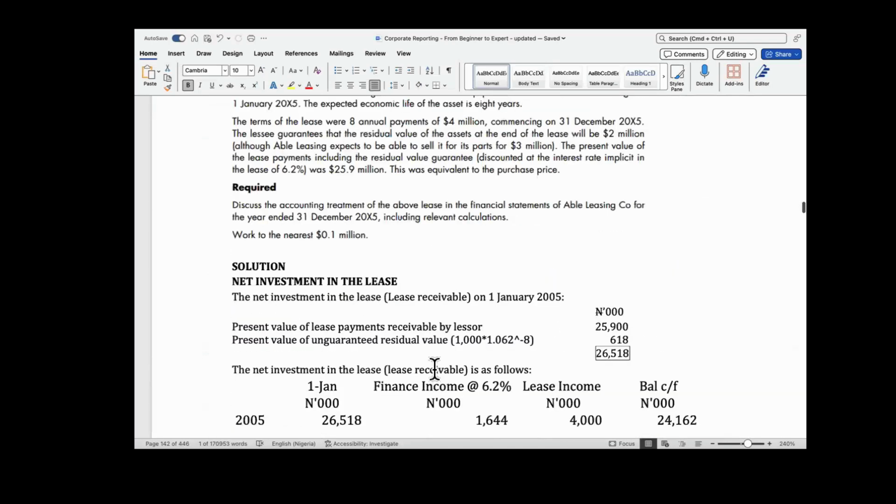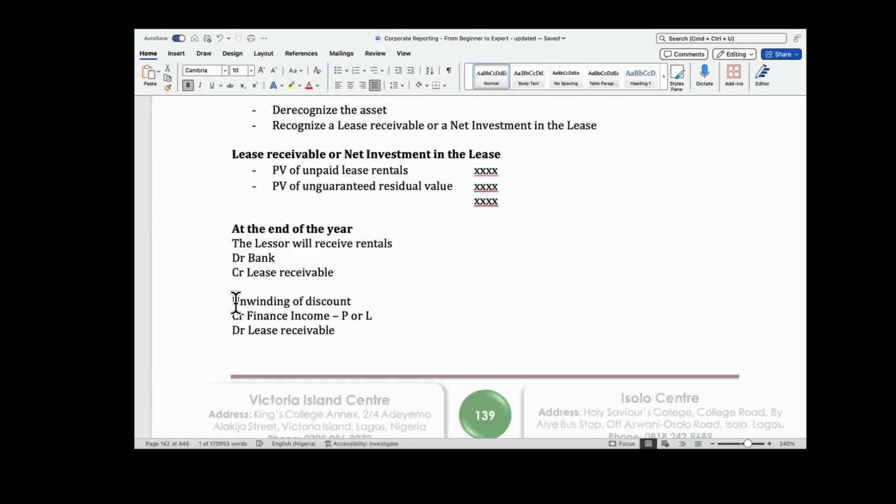Where did I write it earlier when I was explaining it? Okay. See, look at it. Unwinding of discount. I said, because this lease receivable, you discounted it to present value. So anytime you discount to present value, you need to unwind that discount. Because when you discount to present value, the amount becomes smaller. As you move through time, you need to find a way to increase that amount so that when you get to that future date, the amount would be that future amount that you discounted earlier. So you do that through unwinding of discounts.